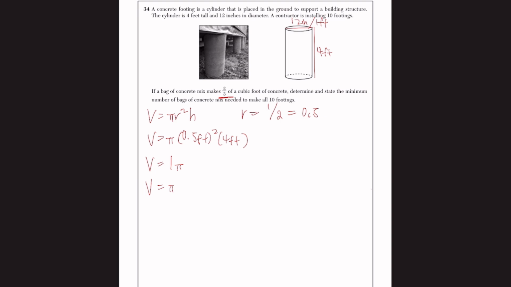The volume of one footing should just equal pi. So the amount of concrete needed to make 10 footings is just 10 pi. And since one bag only makes 2/3 of a cubic foot of concrete, we just divide that by 2/3 to see how many bags we need. So once you divide that, you get around 47.123. And it says the minimum number of bags. And we're obviously going to round up because if you just say 47 bags, it won't be enough to make all 10 footings. So always round up for questions like these. So you will have 48 bags.